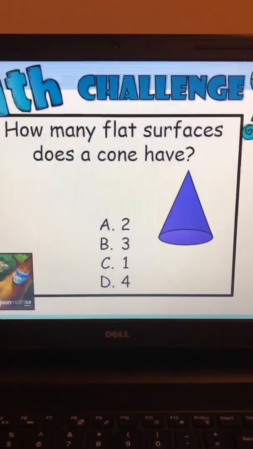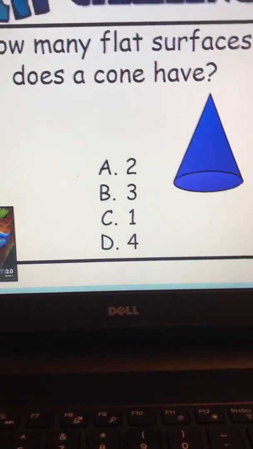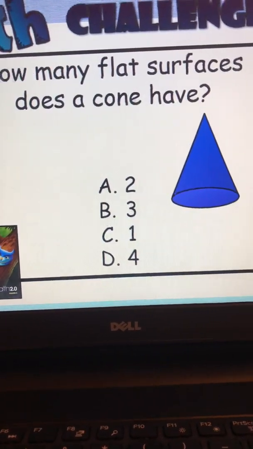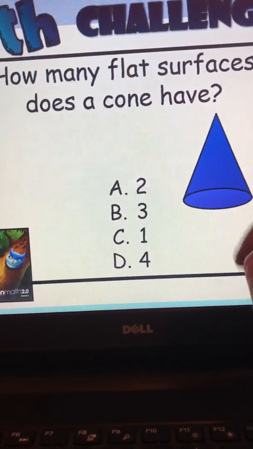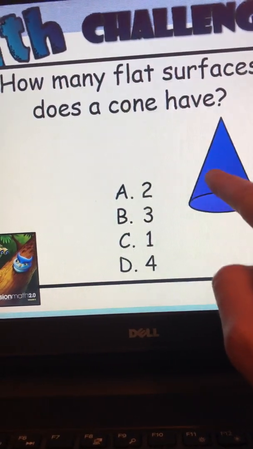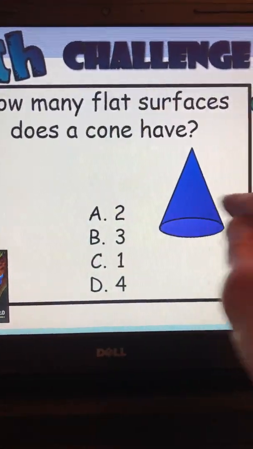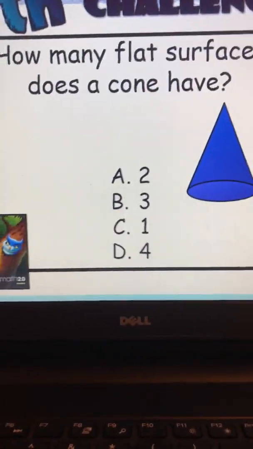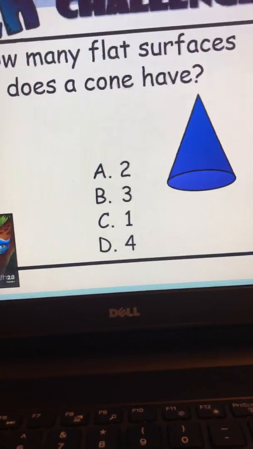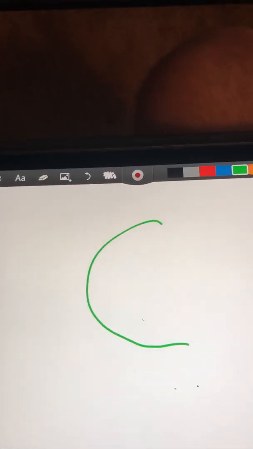And then finally, how many flat surfaces does a cone have? All right, so a cone has a flat surface here. It kind of looks flat in this picture, but think about a real cone, like an ice cream cone. This is not a flat surface, it's curving around. So we really just have this one flat surface here. So the correct answer is C. And that's going to be it for today.